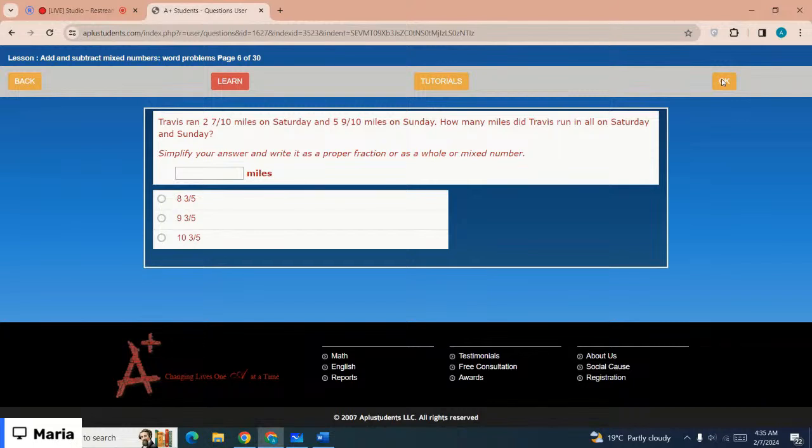The correct option is... there you have the fractional part. 9 plus 7 makes 16 over 10, right? So you need to break the other fraction.